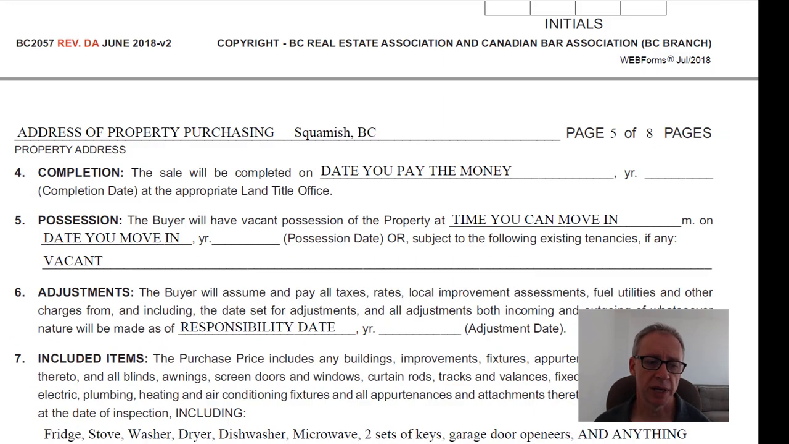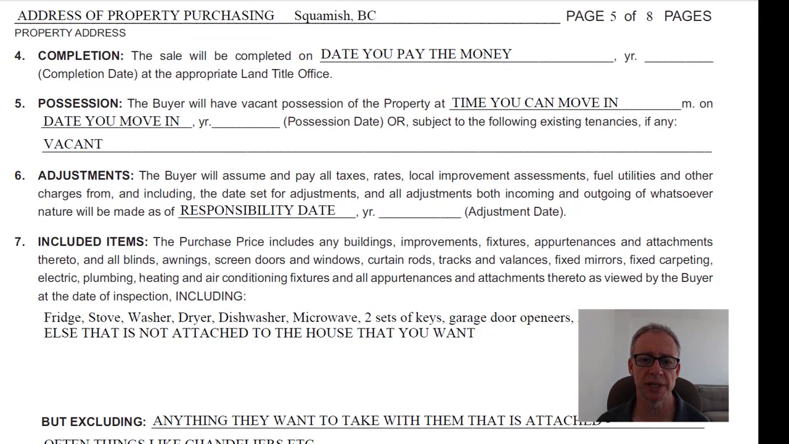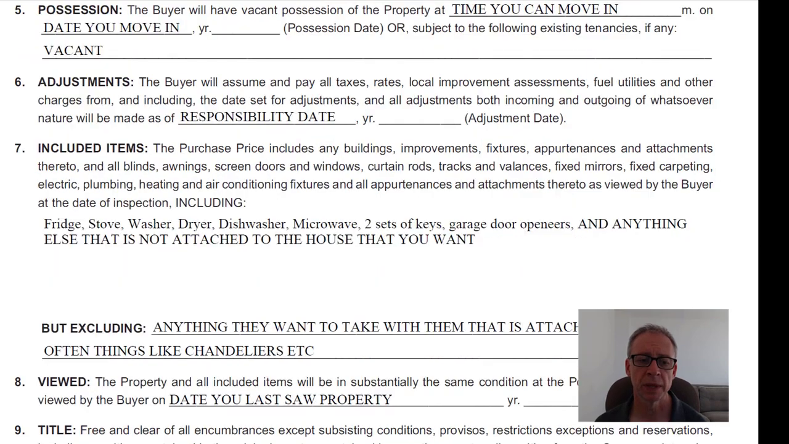So now we get down to sections 4, 5, and 6, which refer to three different dates. There's the completion date, which is the date that you must pay the money to the seller. Then there's your possession date, which is the date that you actually physically move into the property. And we also denote the time that you move into the property. Then there are the adjustments. The adjustment date is the date that you become responsible for the property, paying property taxes, paying strata fees, having insurance, that sort of thing. It's the adjustment date that is a critical date for you.